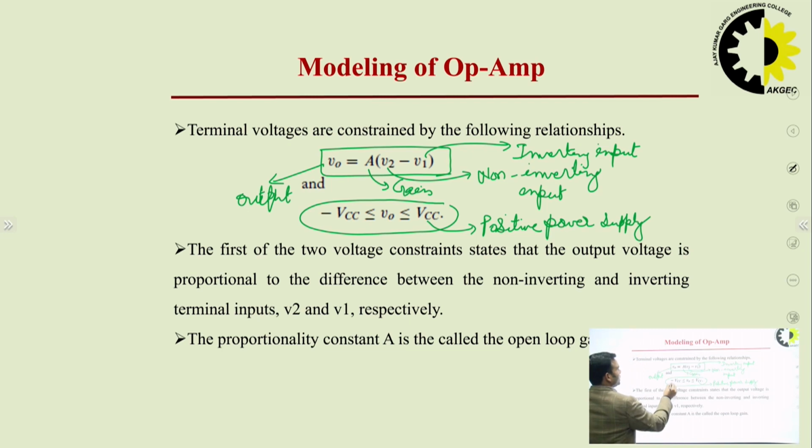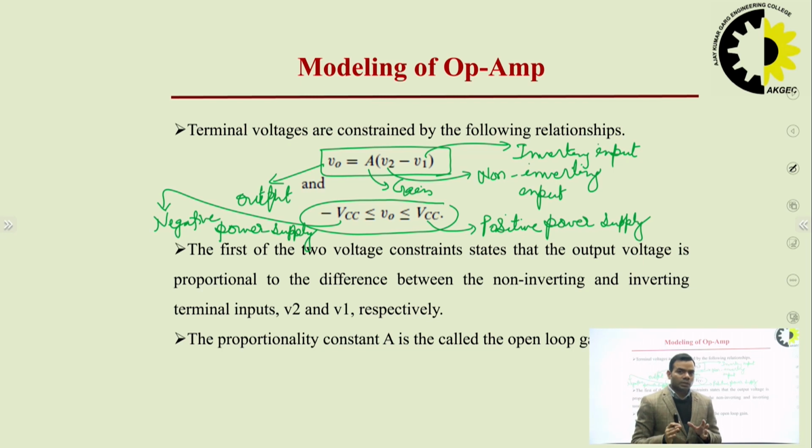And minus VCC is the negative power supply. So try to understand one thing: any operational amplifier, whatever may be the input, whatever may be the gain, this device cannot provide output more than plus VCC and less than minus VCC. Let us consider one example.